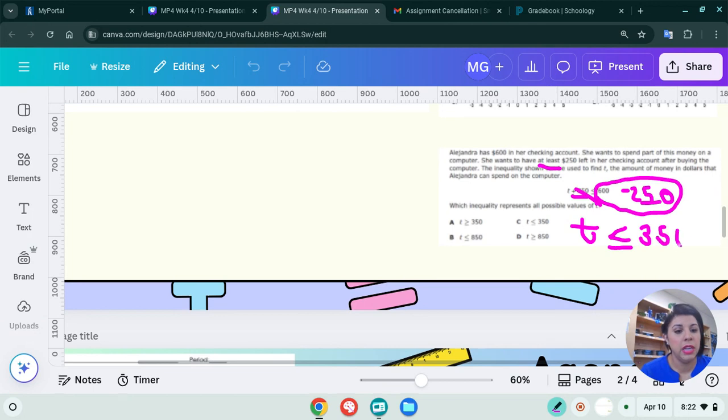So in order for her to keep 250 in the bank, her allowance to spend would be 350 or less. So again, which one represents that? Can she spend more than 350? Nope, because then she's going to run into her budget of 250. So no, she can't spend 850. The max she has is 600, so our answer would be C.